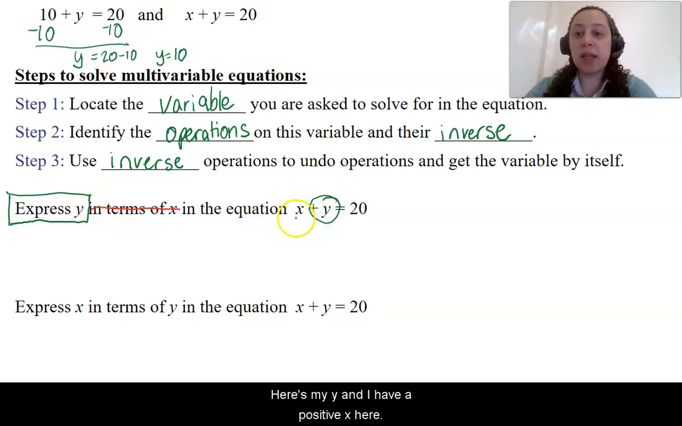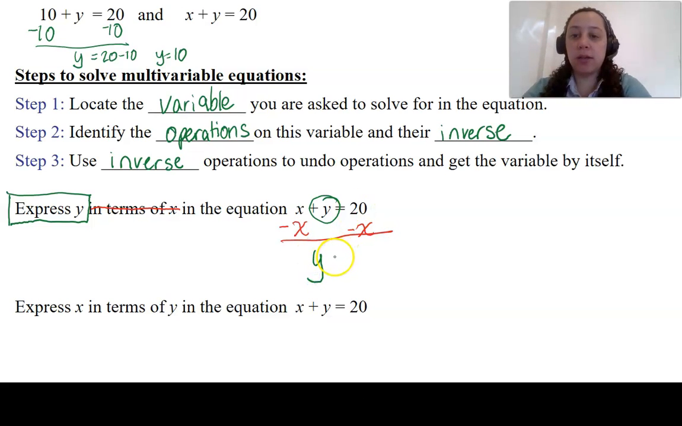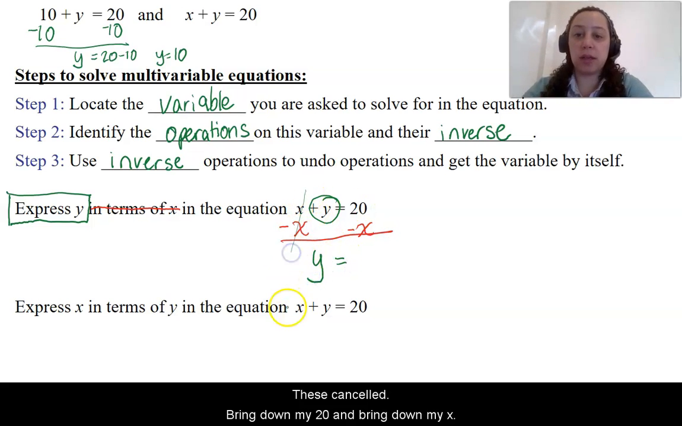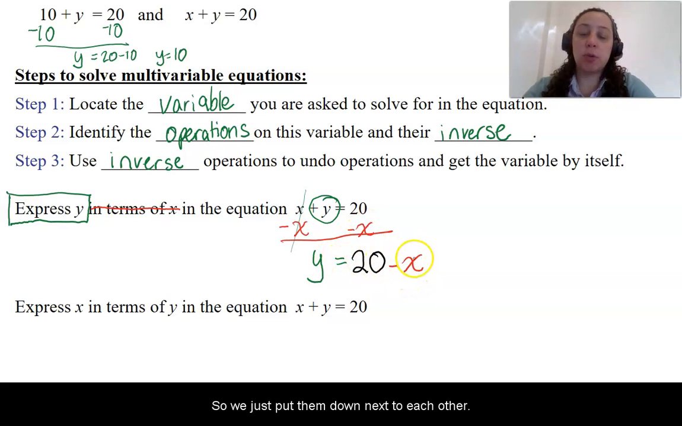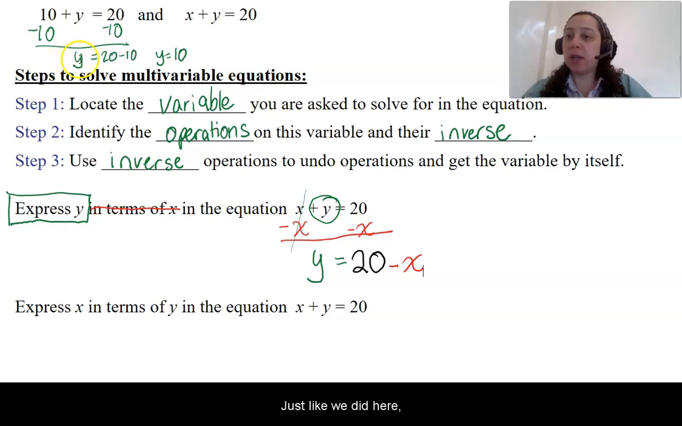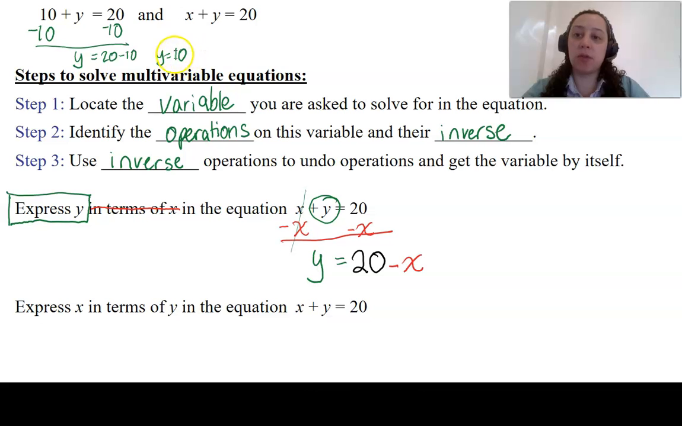Here's my y, and I have a positive x here. So my inverse will be minus x on both sides. So I'm going to get y equals, these cancel, bring down my 20 and bring down my x. These are not like terms. 20 does not have an x, and x has a variable, so we cannot subtract them. So we just put them down next to each other. Just like we did here, we put them down first, and then we could combine them, so we put 10.